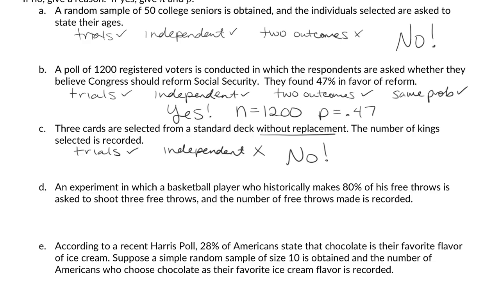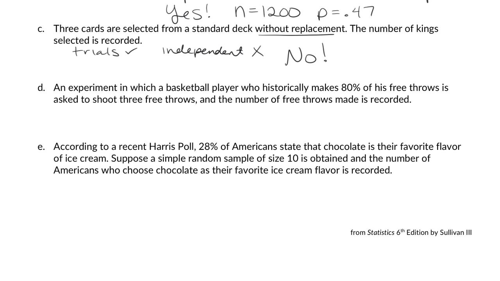Letter D: an experiment in which a basketball player who historically makes 80% of his free throws is asked to shoot 3 free throws, and the number of free throws made is recorded. Is there a set number of trials? Yeah, they're shooting 3 free throws. Is one free throw independent of the other? Yes. Are there only 2 outcomes?